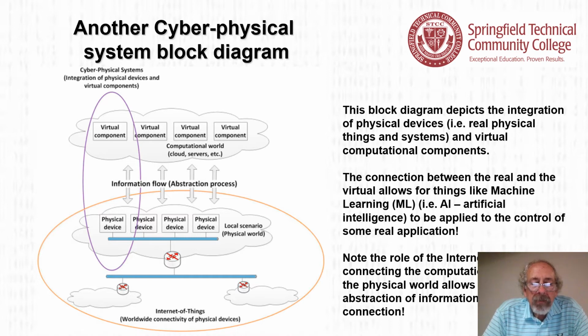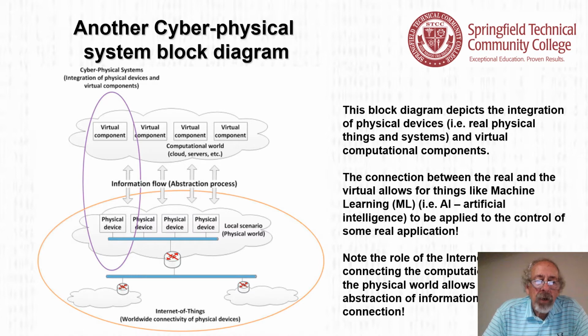So the second big cloud is just a repeat of what the lower two clouds are, apparently, and it turns out that we have information flow from those physical devices to virtual components, and that's a cloud up in the very high part of this diagram, the computational world, cloud servers and so forth. And notice the information flow, the abstraction process: we flow information up to the virtual components and it gets passed back down to the physical devices.